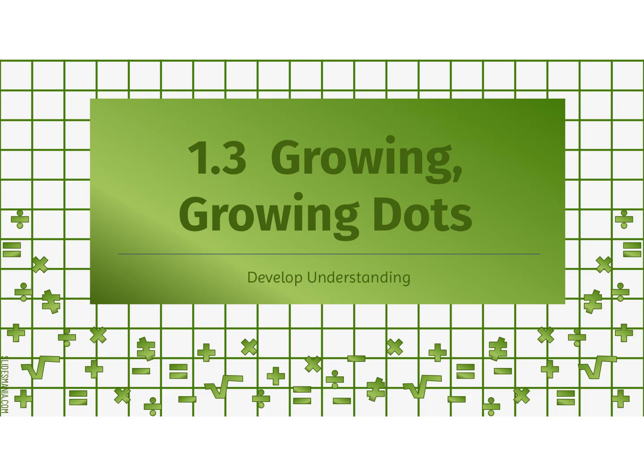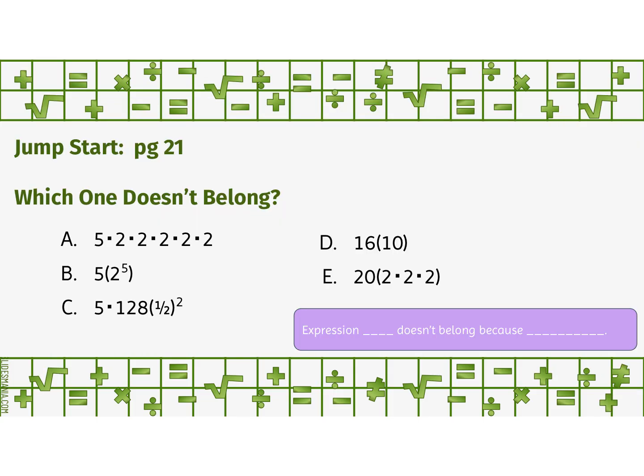Hey, Miss Marion here. So we're doing Unit 1, Lesson 3. And so we're going to go ahead and go through those. Make sure you have your Unit 1 workbook, which is green. And we're going to go ahead and go through Lesson 3. All right, let's turn to page 21 just to kind of get us started.